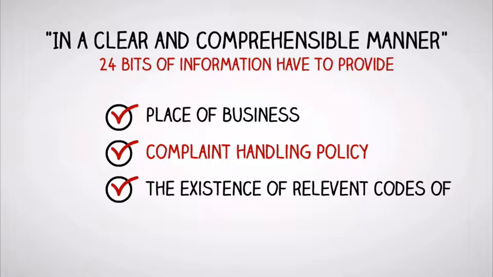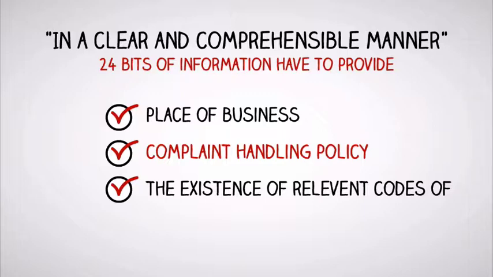So if you work from home, then it's clear that your home is where the essential decisions are taken and where functions of central administration are carried out. So you are going to have to disclose your home address before the customer places the contract. You're also going to have to add in things like your complaint handling policy and the existence of relevant codes of conduct. 24 bits of information that have to go into your terms of business.